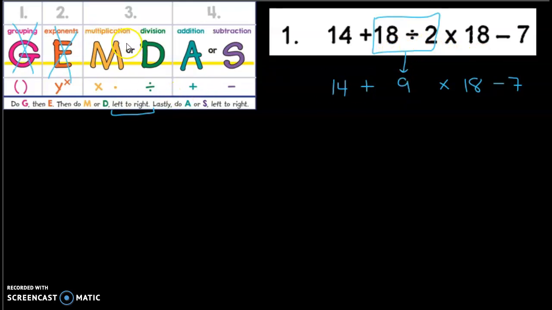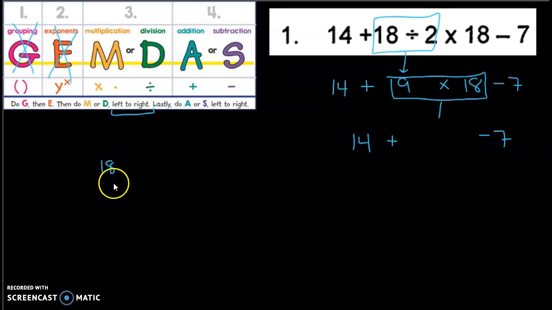So we're still in step 3, which is all of the multiplication or division. And so we need to scan from left to right. Do I have any more multiplication or division? So you scan from left to right, and I do. I have multiplication right here. All right, so let's go ahead and solve this one. 14, I'm just bringing this down.